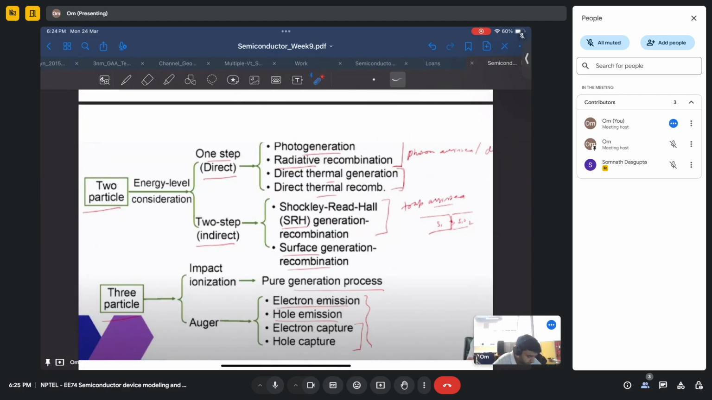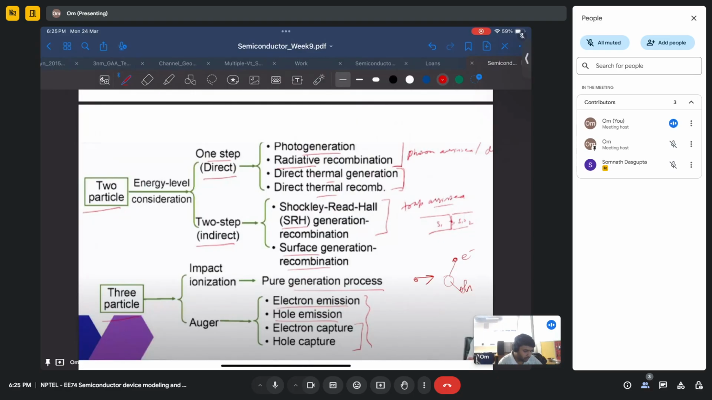In the three particle system, what usually happens is three particles are involved in generation recombination, out of which two may have been generated or recombined, and due to the action of the third particle. Impact ionization is an example of this, where very high speed excited electrons strike the lattice to generate more electron and hole pairs.